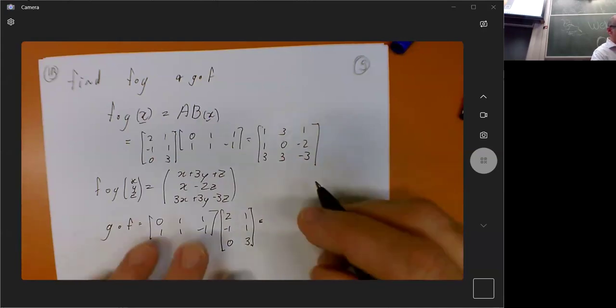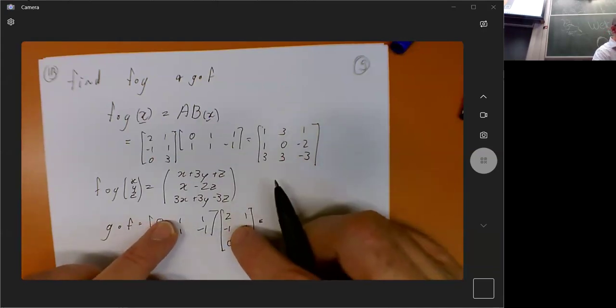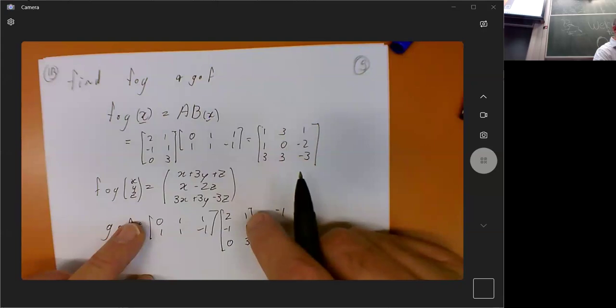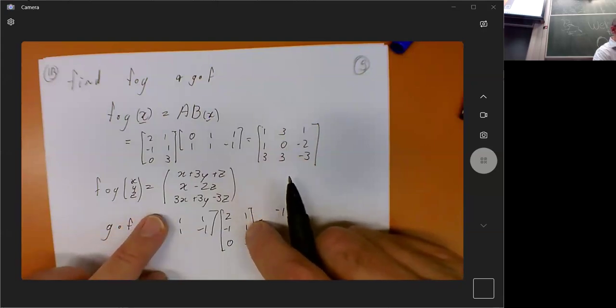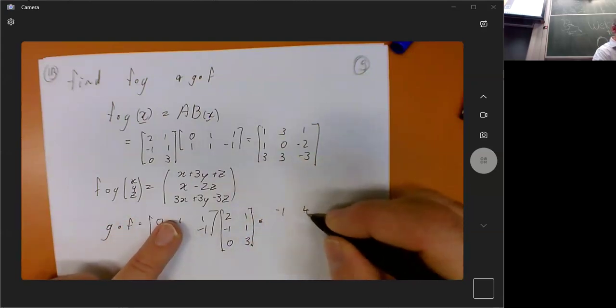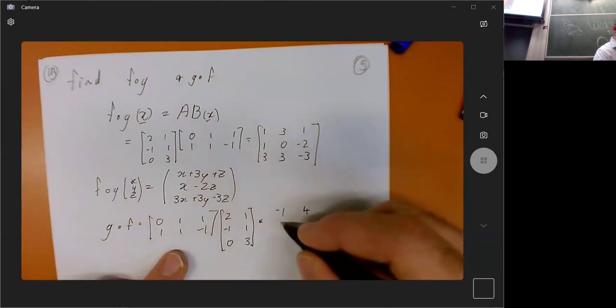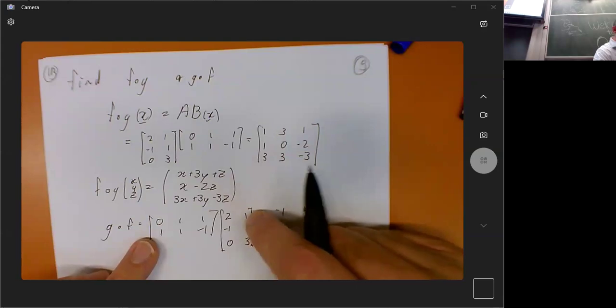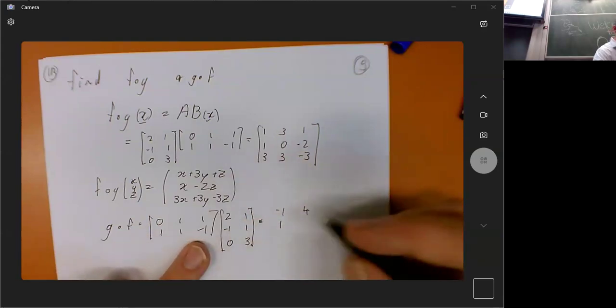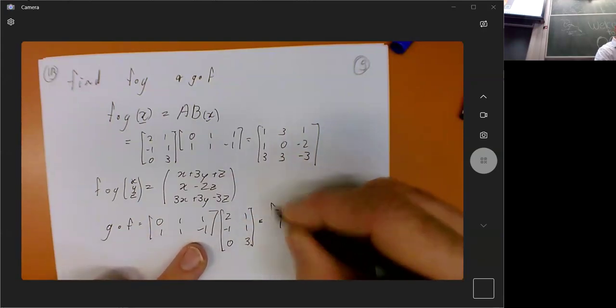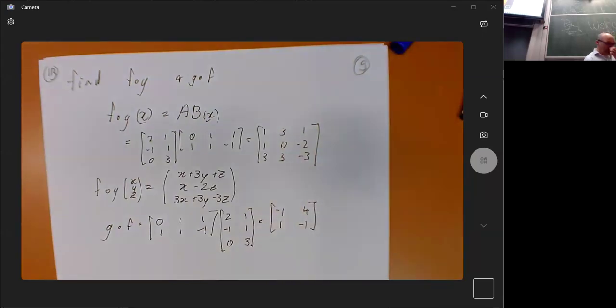So we're going to go 0, minus 1, minus 1, 0, 1, 3, that's going to be a 4. 2 minus 1 is 1. 1 plus 1 minus 3 is minus 1. We expect a 2 by 2 matrix.